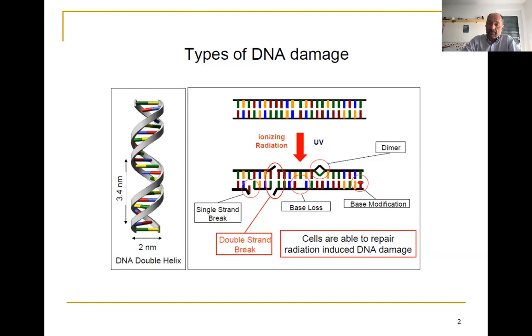For radiation in particular, there are some types of damage like the thymidine dimers, the joining of the bases that are typical of UV radiation, not so much of ionizing radiation. But for ionizing radiation, you can have base damage and you can have strand breaks, either single strand breaks or double strand breaks. We will see that strand breaks are much more important than base damage.